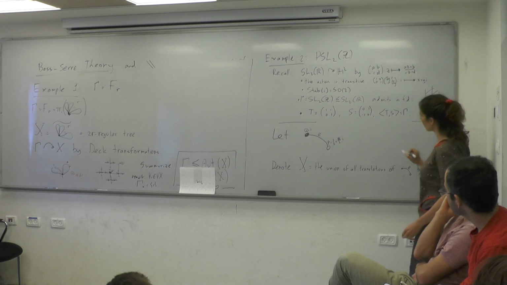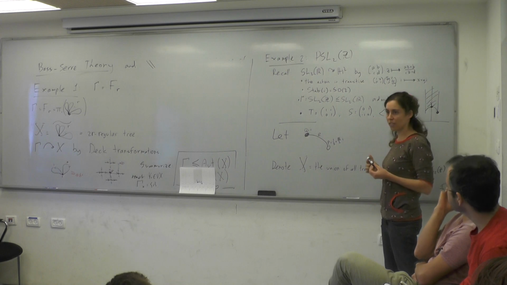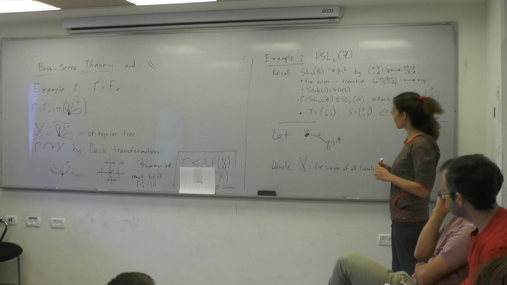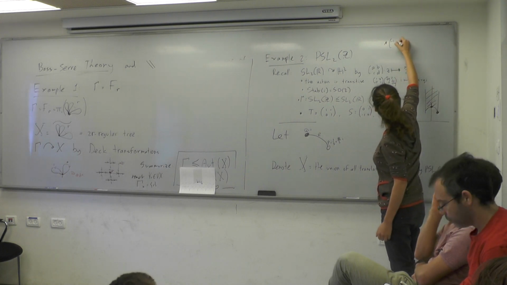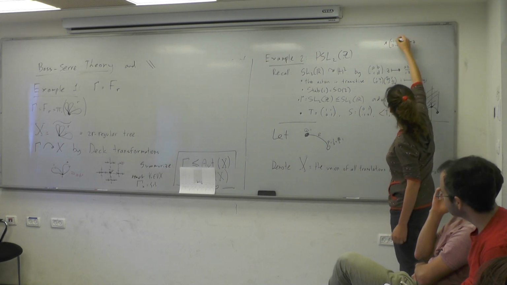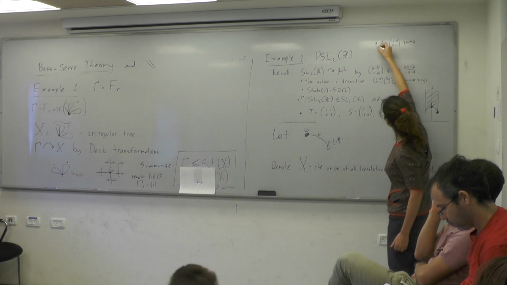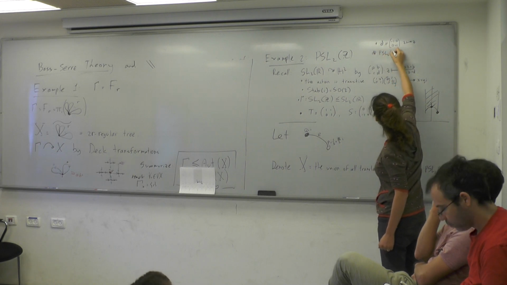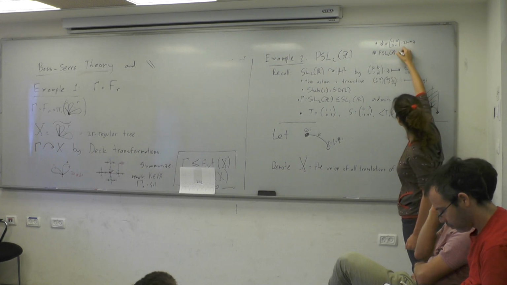Okay, I didn't write it here, but inside SL2Z we know that we have the element -1. So maybe let me add it here. We know that the element -1 sends z to z, so it's just the identity. And therefore we know that we have an action of PSL2Z. So this is the kernel of the action of SL2Z, so we have an action of PSL2Z on the hyperbolic plane.